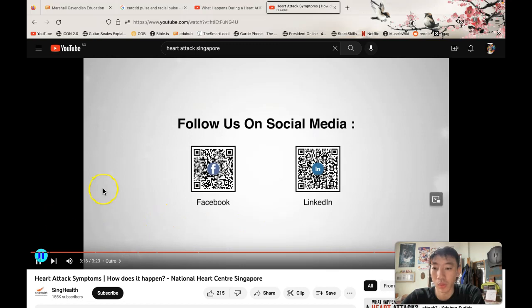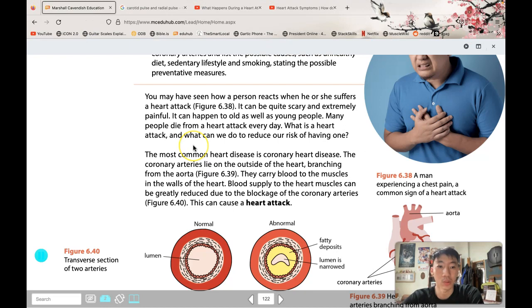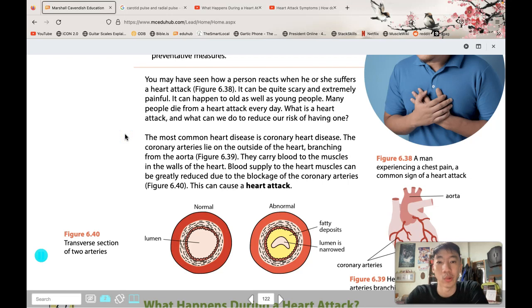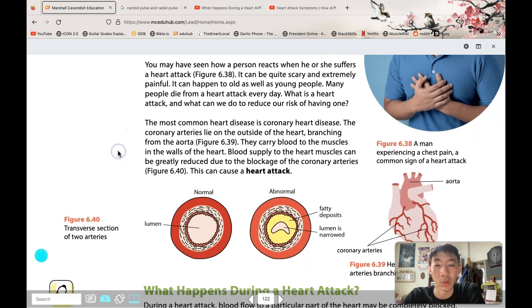Okay, so let's talk about what happens during heart attack. In the video we saw a man experiencing some chest pain, which is the most common sign of a heart attack. It can happen to old people as well as to young people, so don't think that just because we're young we are going to avoid heart attack. It can happen, especially if we don't take care of our health. And many people suffer from heart attack every day.